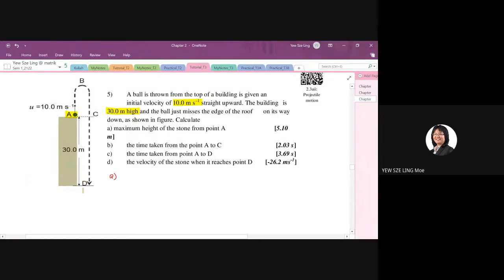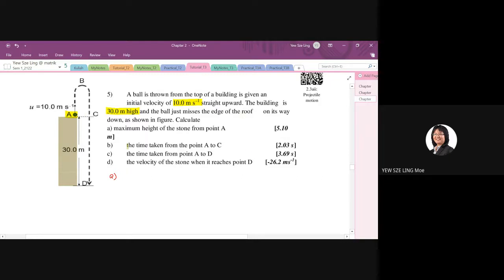This question seems like a projectile motion question, but actually it's a vertical linear motion. Why? Because it asks you to assume the ball is very close to its original position. It drops just right beside the initial position. It just swings a little bit when it drops. So this is not a projectile motion. This is a vertical linear motion.